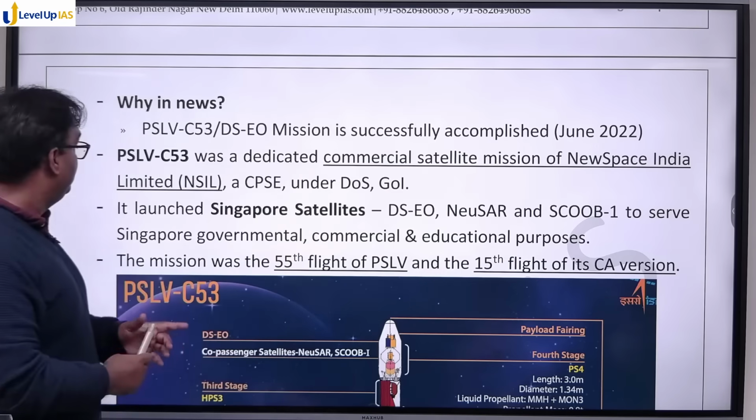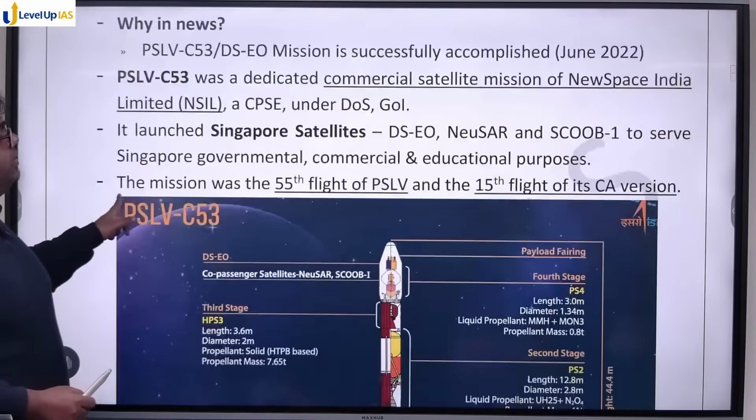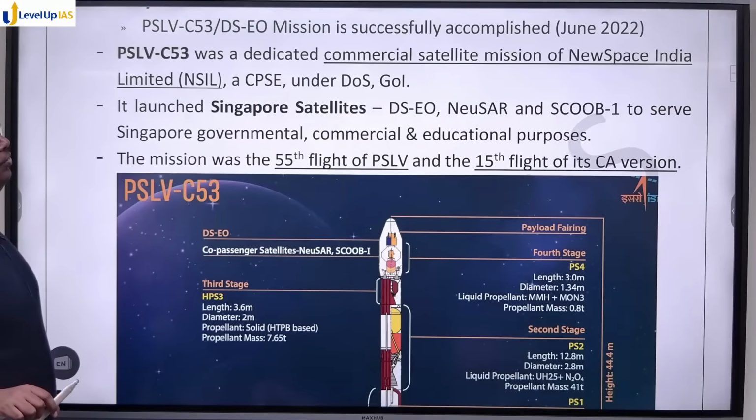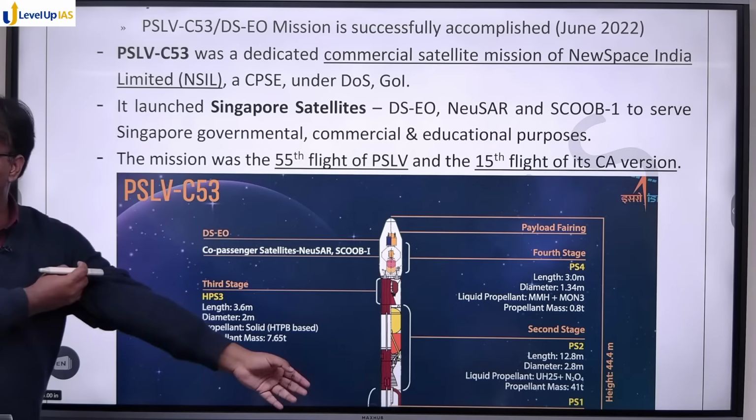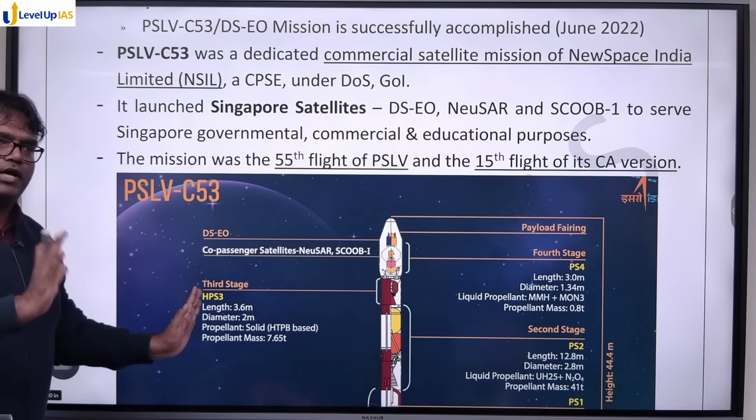What did we do here? Here we launched Singapore satellites: DS-EO, NeuSAR, Scoob-1. These were Singapore satellites which will serve various functions of Singapore, and these were launched by PSLV C-53 with the help of their commercial arm, New Space India Limited. We will talk about the commercial arm, what they do, what kind of bodies they are. ये सब हमने notes में डाला हुआ है.